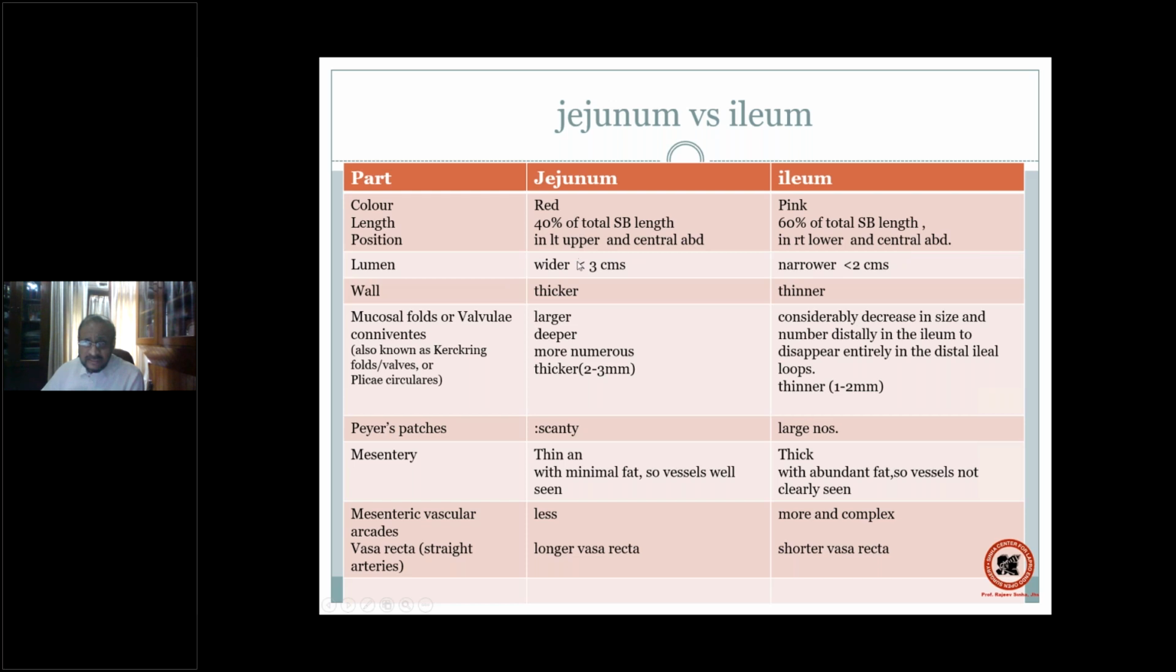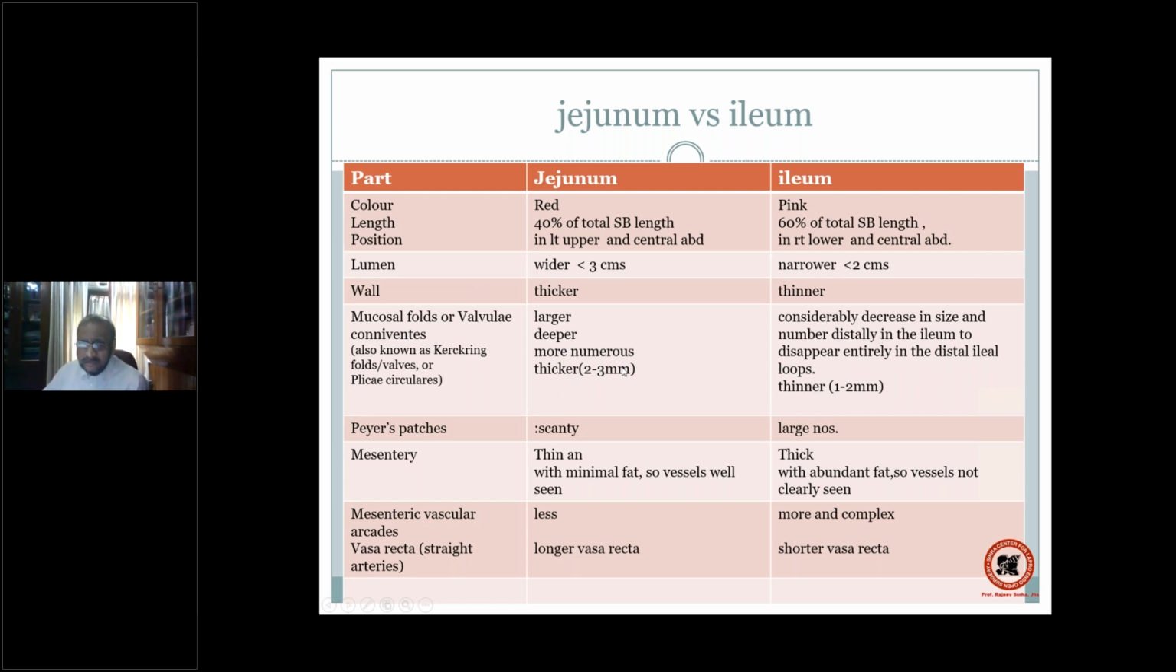The lumen is wider in the jejunum, but less than 3 centimeters. Ileum is still narrower, less than 2 centimeters. The wall is thicker in the jejunum, the ileal wall is thinner. The mucosal folds, or valvulae conniventes, also known as Kerckring folds or plicae circulares, are large, deep, more numerous and thicker, 2 to 3 millimeters, in the jejunum. But as you go down into the ileum or to the terminal ileum, these tend to disappear. So valvulae conniventes would not be found in the terminal part of the distal ileal segment.